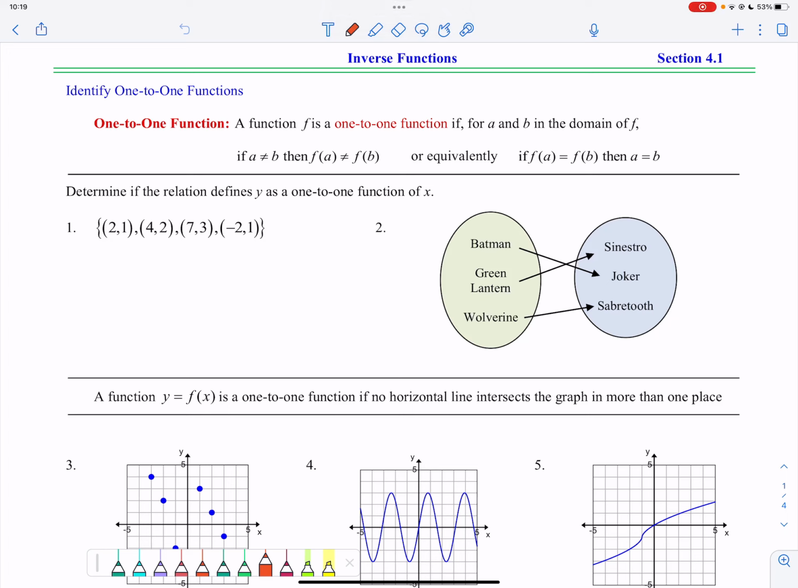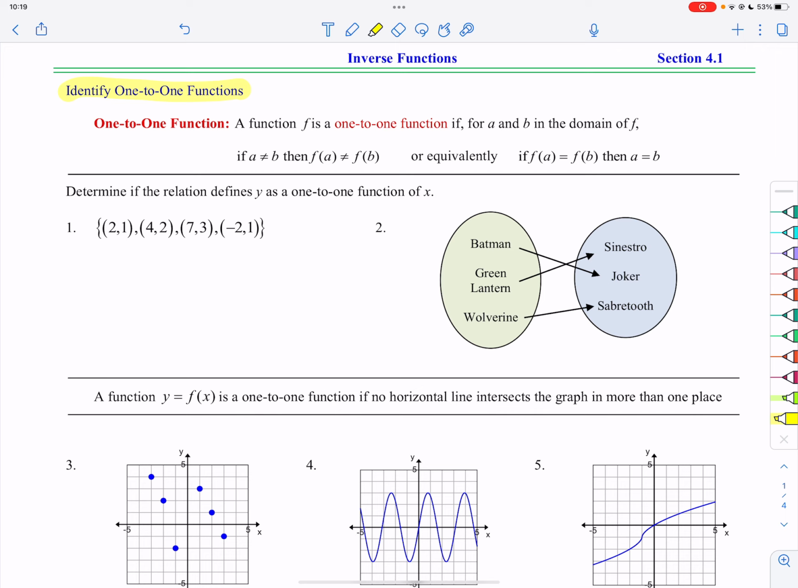This is section 4.1, inverse functions. And we're going to begin with identifying one-to-one functions. A one-to-one function is a function if for A and B in the domain of f, if A is not equal to B, then f of A does not equal f of B. In other words, if the y values are the same, the x values need to be the same.